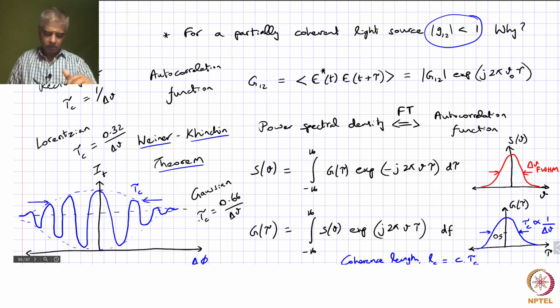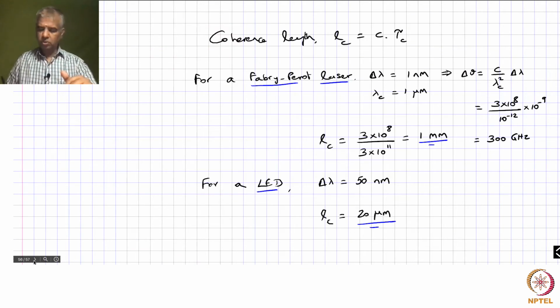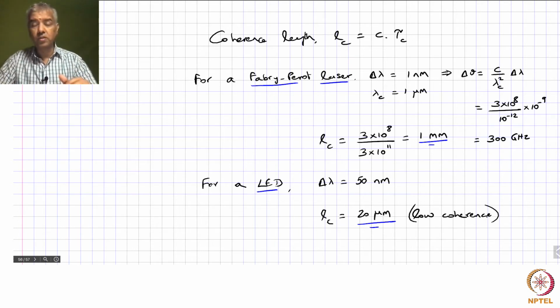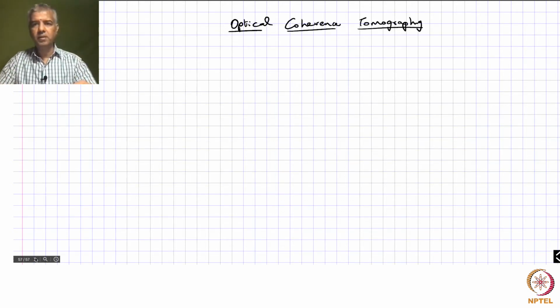Now that brings up the question: do you have any application for low coherence sources? Do you always prefer high coherence sources, or are low coherence sources useful at all? Okay, so let's examine that a little deeper today. We're going to look at optical coherence tomography. So what is optical coherence tomography?